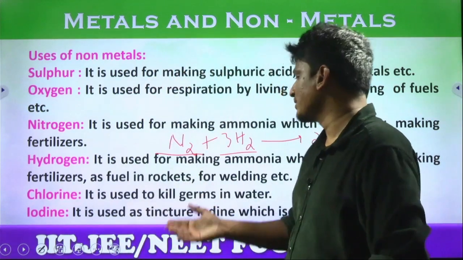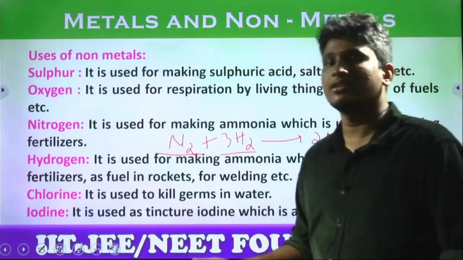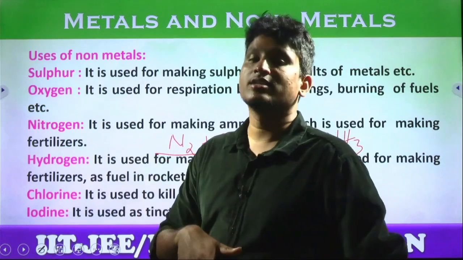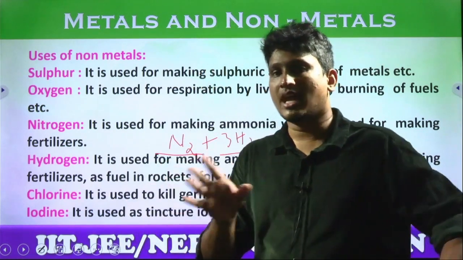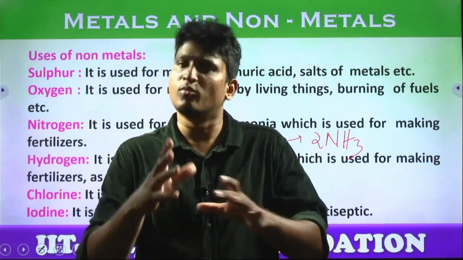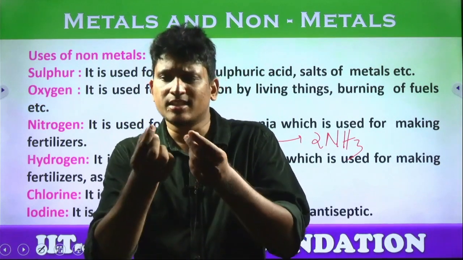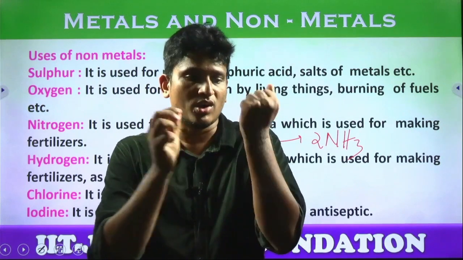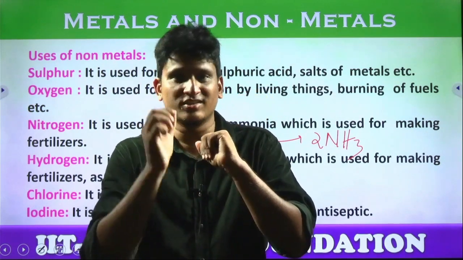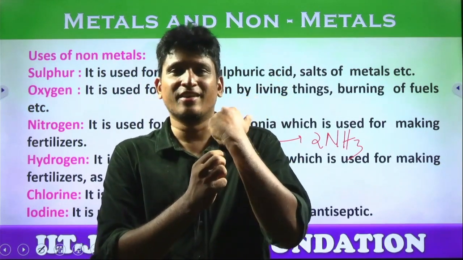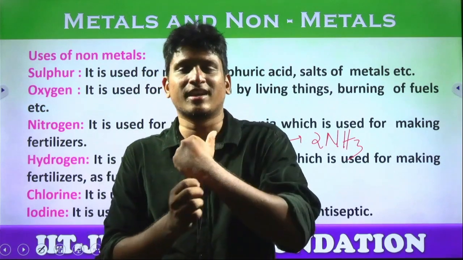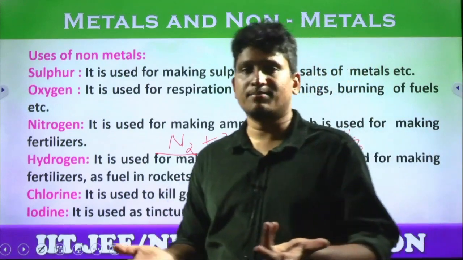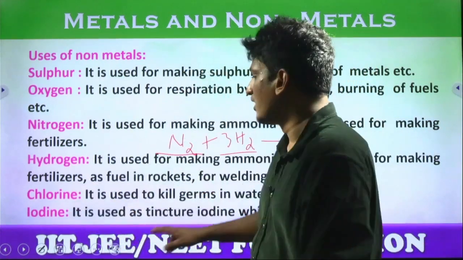Iodine is used as tincture of iodine. Famously in the market it is called tincture of iodine, where iodine is dissolved in alcohol. For example, if you were wounded, which mostly happens in childhood days, they would apply some brownish-yellow colored liquid with cotton. You would ask, sir, what is that? You can feel some painful effect, right? That is tincture of iodine. It is an antiseptic. These are all the uses of non-metals, students.